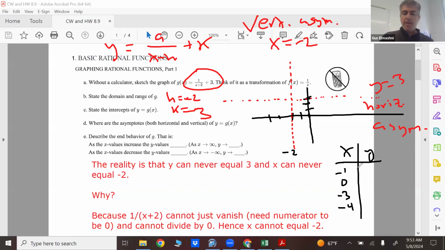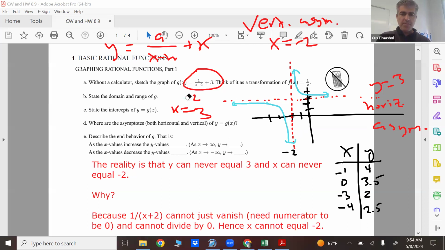Good. If you plug in -1, I trust you guys could do the plug-in just fine. Just trust me. You get 4 and 3.5. Here I get 2.5. No, 2 and 2.5, I think. Yeah. You plot the points. Not hard, right? I know you guys can do it. Plot the points with -1, 4 and 0, 3.5. So the graph looks like this. See how it swings down like that? Cool. That's how the graph looks.